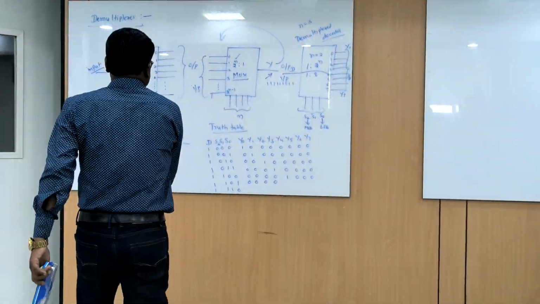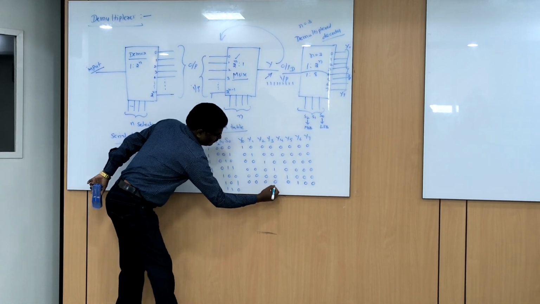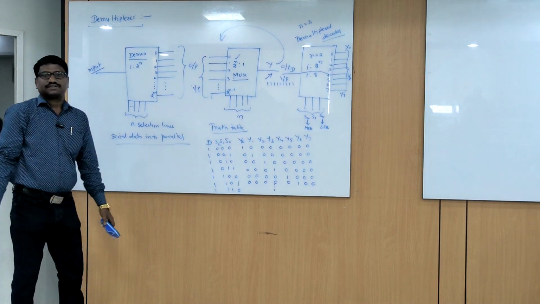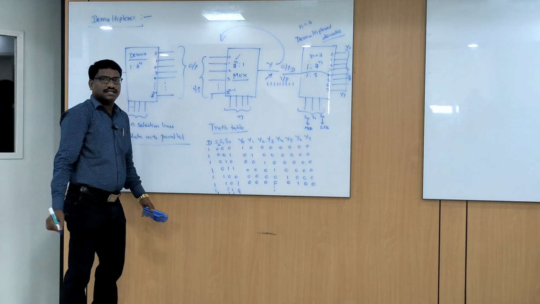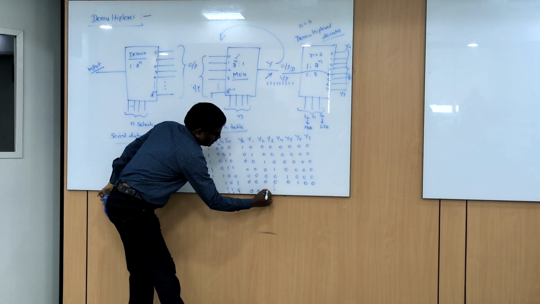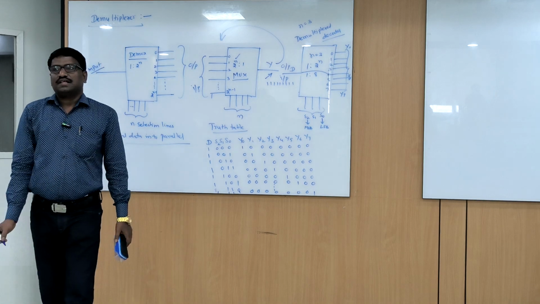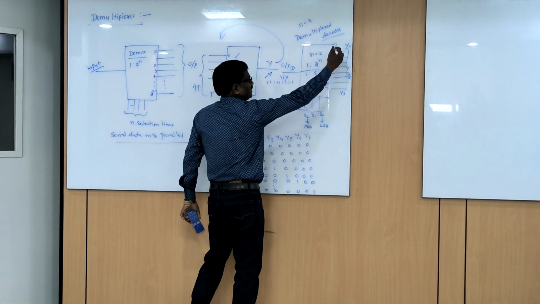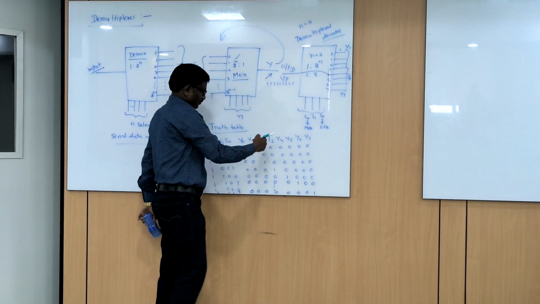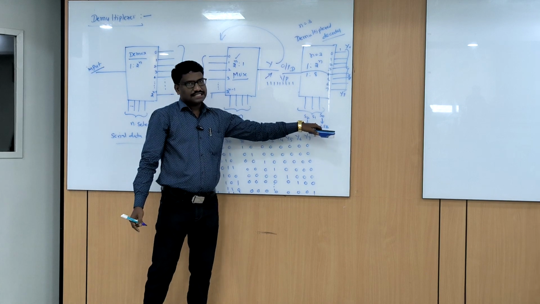Fine. So we'll look into this. What about the last case? The last selection is 1 1 1. Then all outputs are zeros and the last becomes 1. What is the meaning of this? Any one output will be active based on the selection lines.